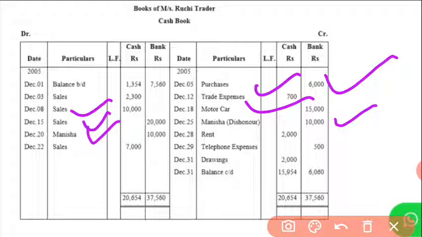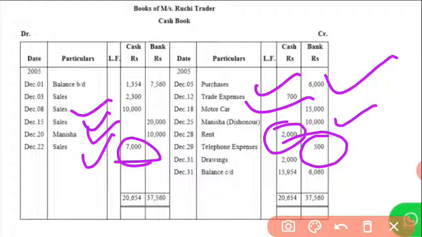Okay, then after that, on 22nd, first 22nd will come, here cash sales, that is why here we have to write 7,000 in cash column. Okay, after that, rent was paid 2000, that is our expense, so here I will write 2000. Then after that, telephone expenses are expense, but it is paid by check, so we have to write it in the bank column. Then after that, drawing is also our expense, but it is paid in cash, so we have to write it in cash column.